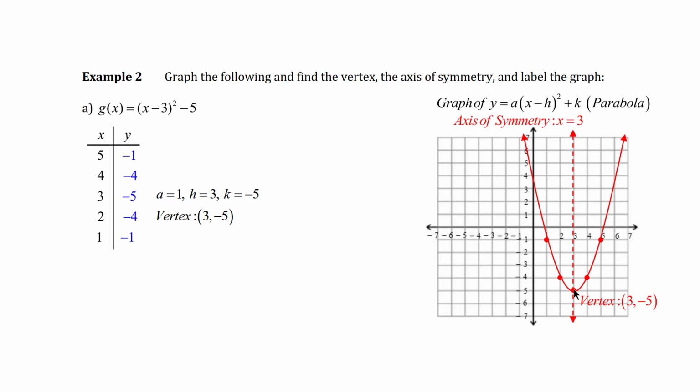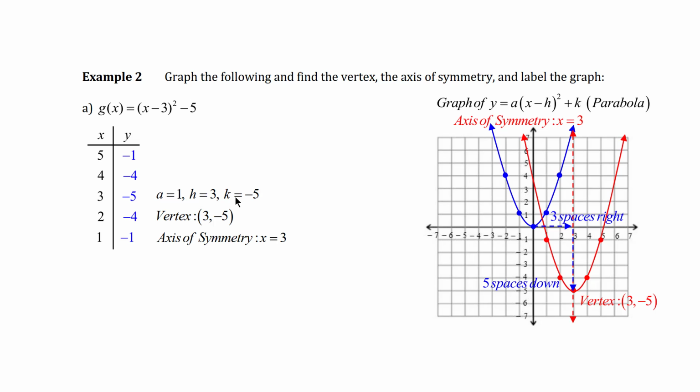Next, I labeled the vertex at 3, negative 5. We also graphed the axis of symmetry, which is the vertical line that intersects the vertex and has the equation x equals 3. So notice here that our graph has the same shape as the graph of x squared. The only difference is our graph is shifted 3 spaces to the right and then down 5 spaces. Notice that 3 and negative 5 are the same values for h and k. H will shift the graph left or right, and k shifts the graph up or down.